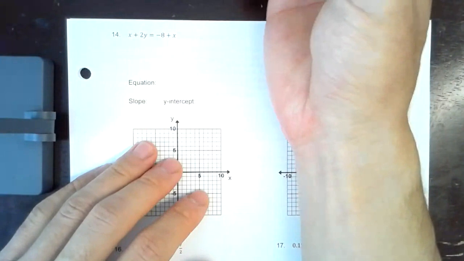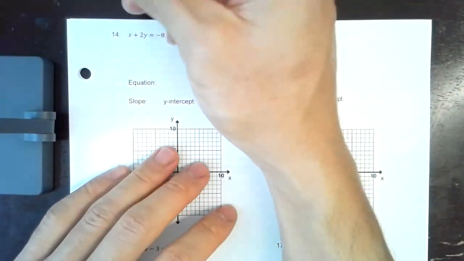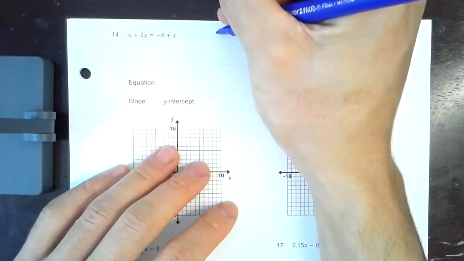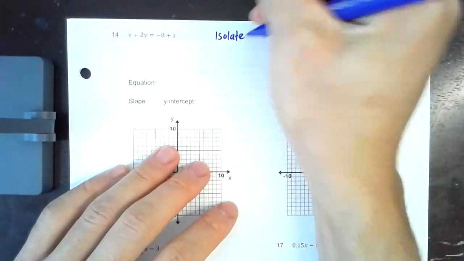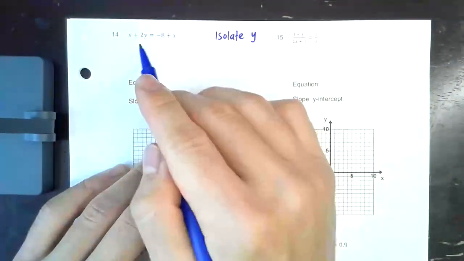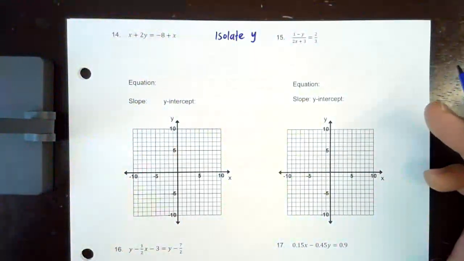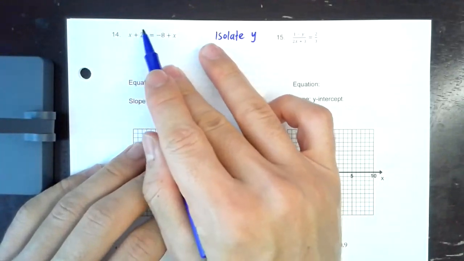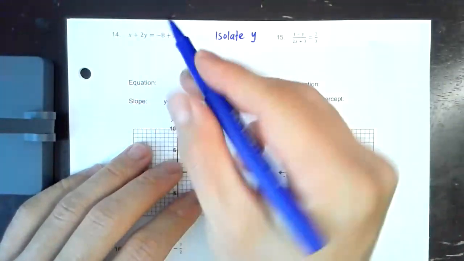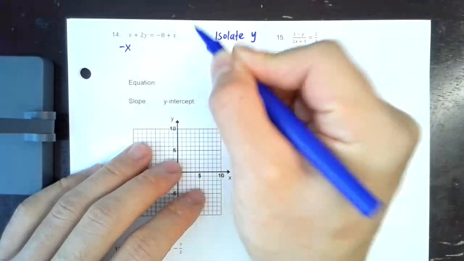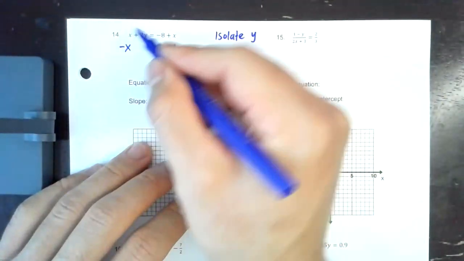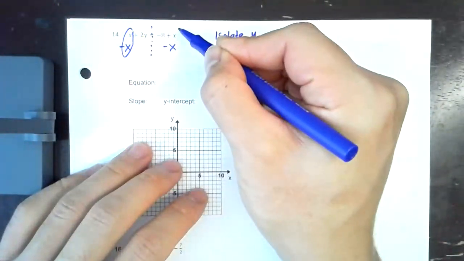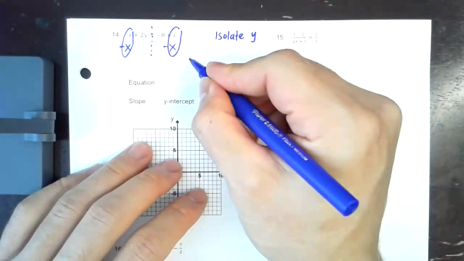Okay, so number 14, again, our goal is to isolate y. We always want to isolate y because isolating y gives us the answer in slope-intercept form. So if I want to isolate y, I have to get rid of this x, right? I have to subtract x from both sides. And then you realize that the x values actually cancel, and then you get 2y is equal to -8.